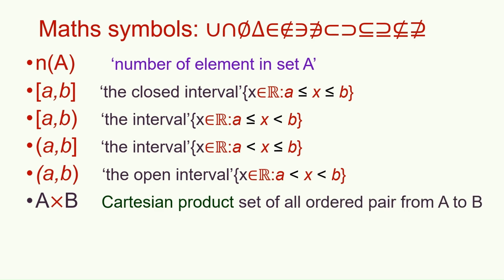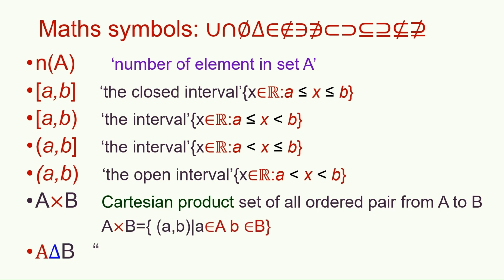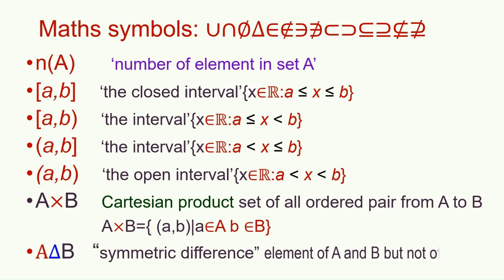A times B, the Cartesian product: the set of all ordered pairs from A to B. A times B equals the set of (a, b) where a is a member of A and b is a member of B. A delta B, the symmetric difference: elements of A and B, but not of A intersection B.